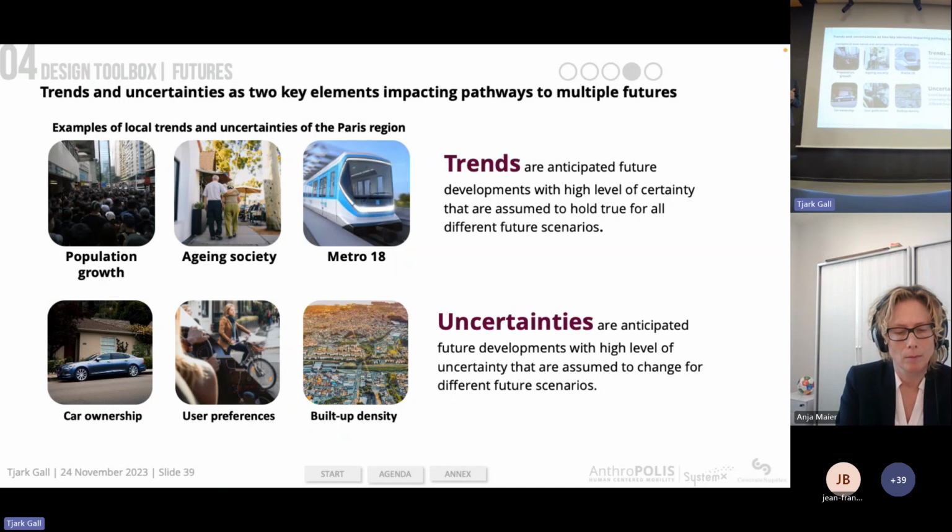So the question is how we can look at them, how we can use them. That can be, for example, car ownership, how many cars per people will be there, what are the preferences of users, what is the density, and so on. So two concepts which will reappear several times.